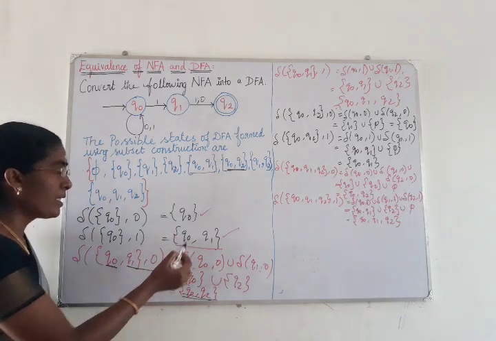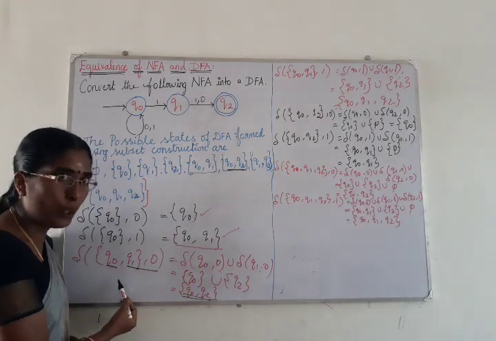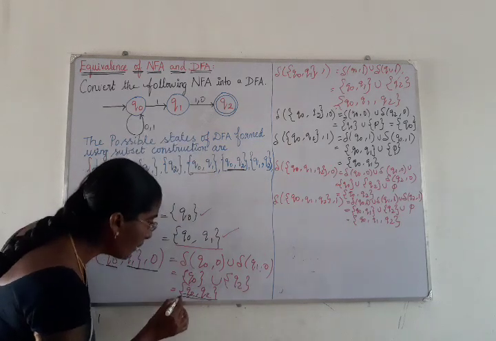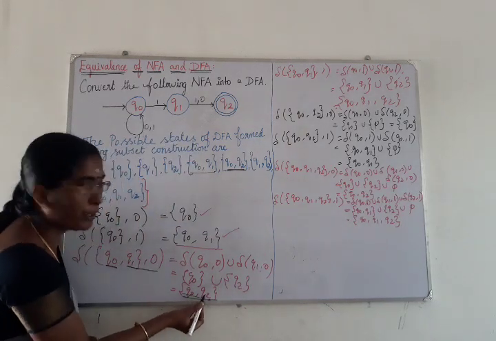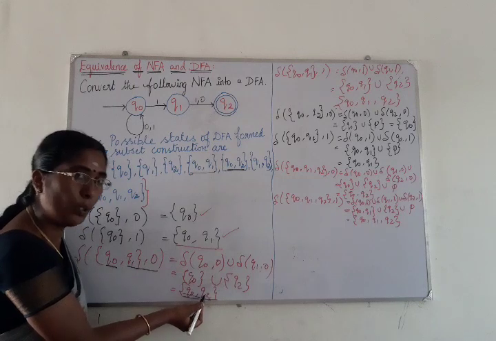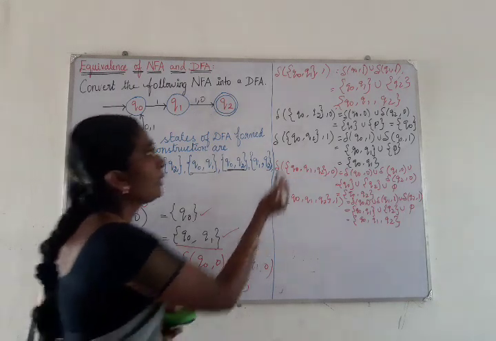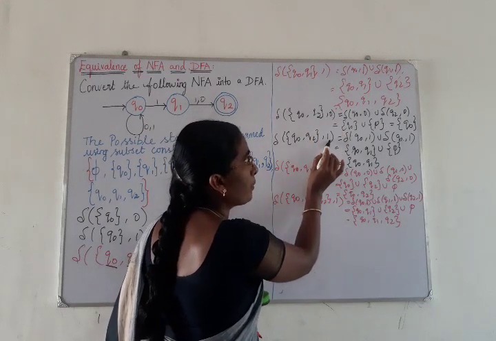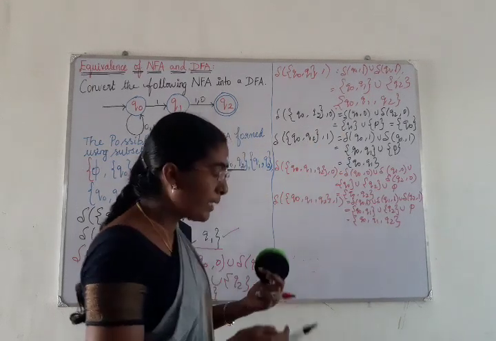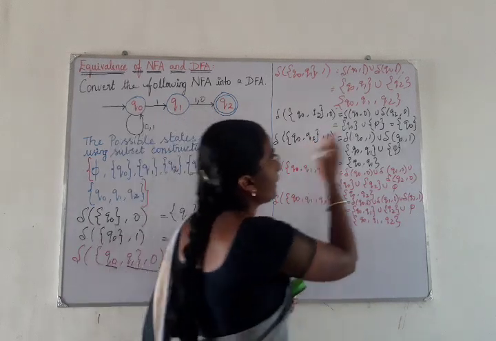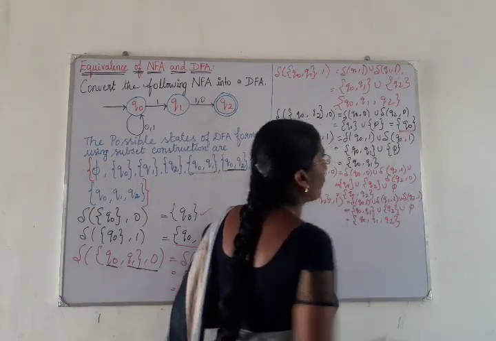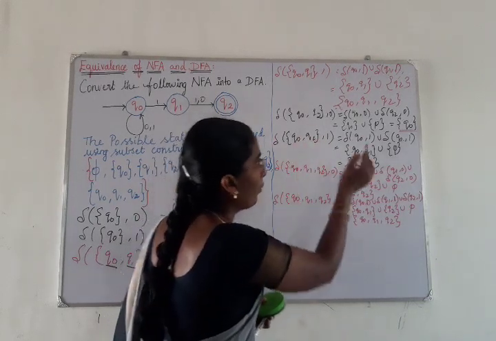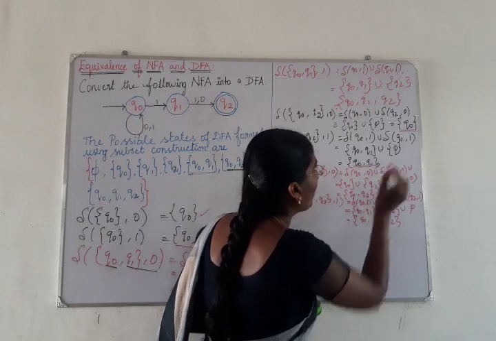Right? Now we extended q0 comma q1 for 0 and q0 q1 for 1. Next we have to extend this new state q0 comma q2 for the input symbol 0 and for the input symbol 1. q0 q2 for 0 and q0 q2 for the input symbol 1. Right? While extending q0 comma q2 for 0, it is equal to the start state q0. Next, while extending q0 comma q2 for the input symbol 1, it is equal to q0 comma q1.